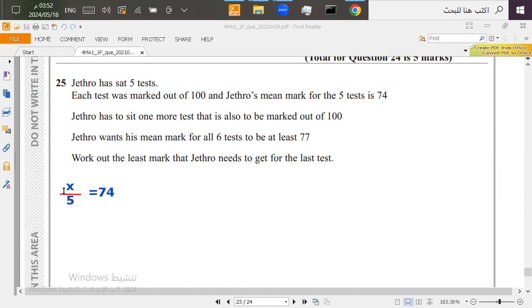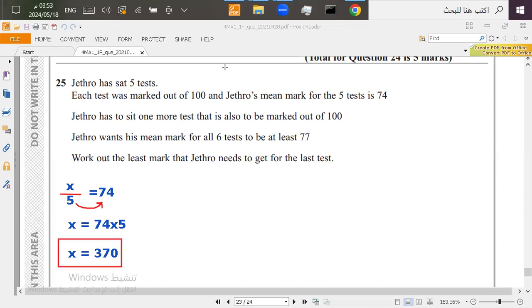Now, I want to know what is the sum of his marks in the 5 exams. So first thing I'm going to do, I'm going to take the 5 because it's divided. I'm going to take it by multiplying to the other side. This means that x, which is the sum of the 5 exams, equals 74 multiplied by 5. Let's multiply it with a calculator. 74 times 5 is going to be 370. So the sum of the exams that he had is 370.